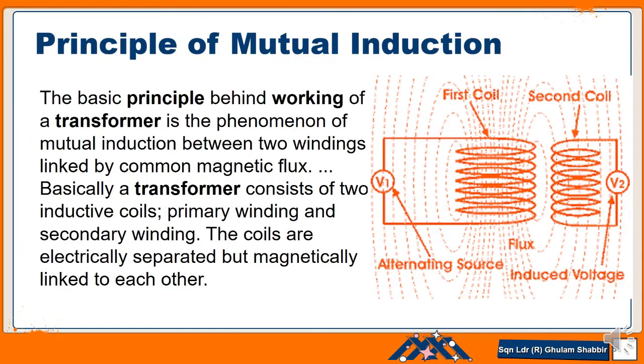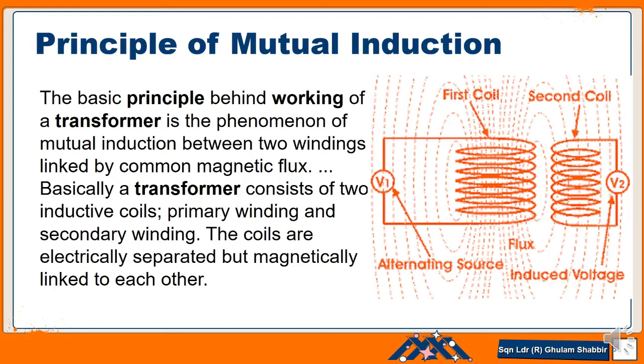In case of mutual induction, we have two coils. In the first coil, the current is varying, which produces a varying magnetic field, and this varying magnetic field, when it passes through the secondary coil, induces an EMF in the secondary coil, and this is called mutual induction. And this principle is used in the transformer.